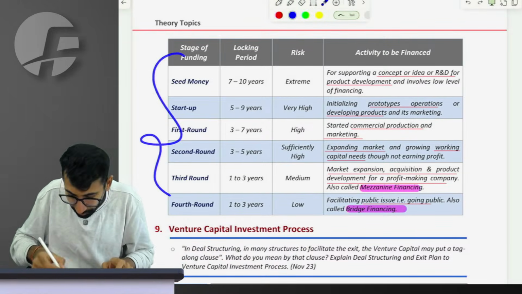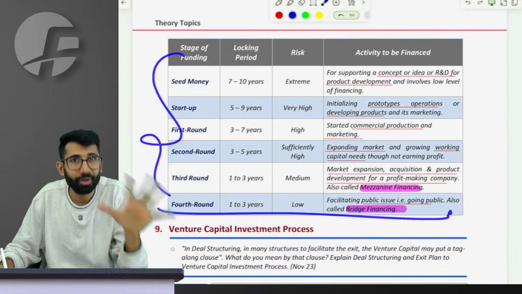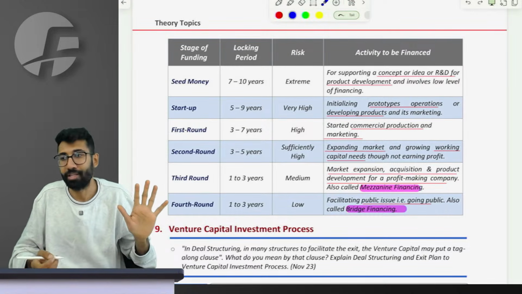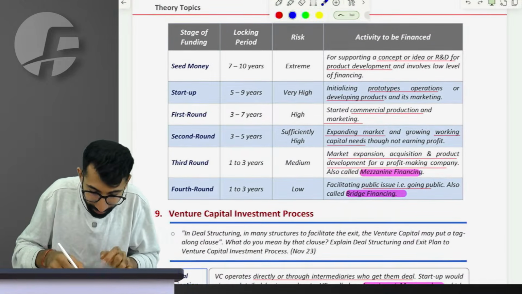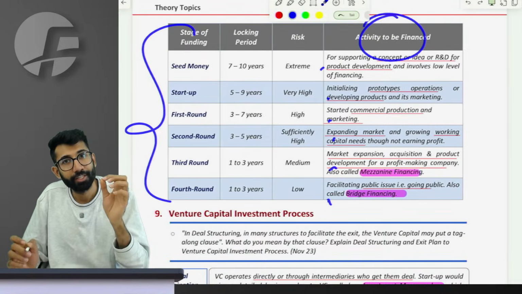Sir, frankly, practically there can even be 10 rounds. This is just a broad idea of how things can work. Practically, there can be 10 rounds of financing. Perfect. So that is the stages of financing with the activity to be financed. I have explained everything. The point is to remember.